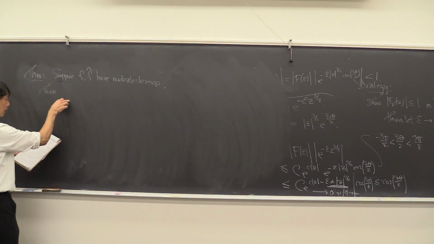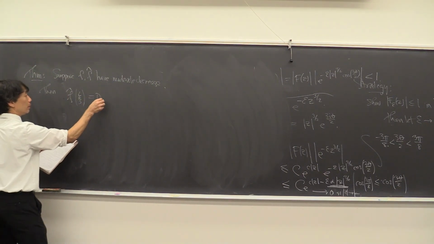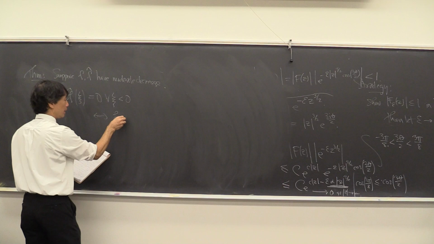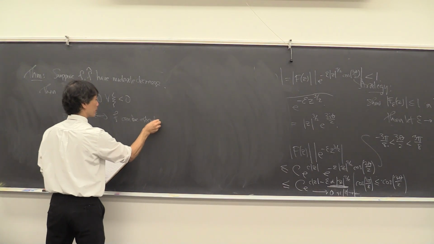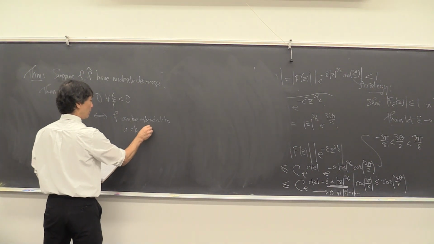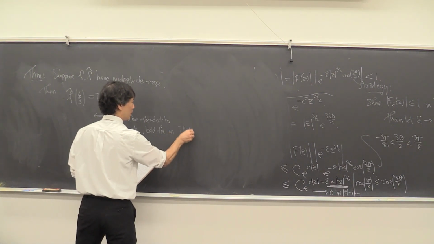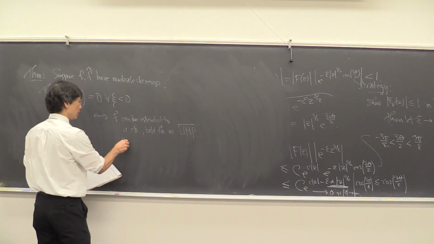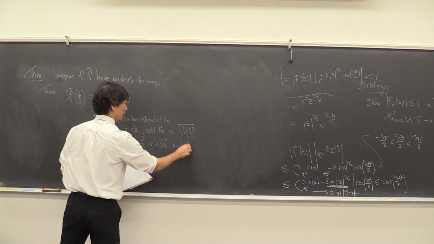Then f hat is 0 for all c less than 0, if and only if f can be extended to a continuous bounded function on the closure of the upper half plane, such that f is holomorphic on the upper half plane.